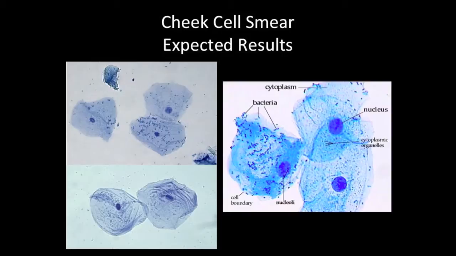Your expected results are seen in the images on the screen. Remember, you took the cells from yours or your neighbor's cheek, so you're looking at squamous cells. In addition to seeing squamous cells, you may also see some of the bacteria that were attached to those cells in your oral cavity. The image on the right is labeled to assist you in understanding what you will be seeing in the microscope.